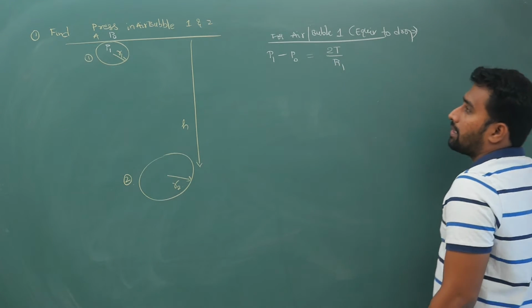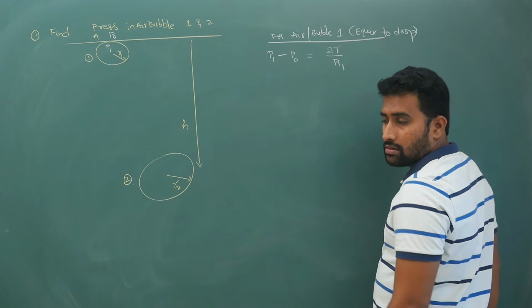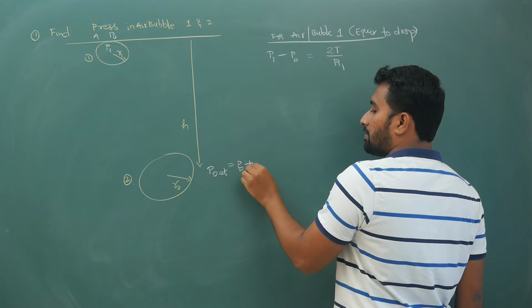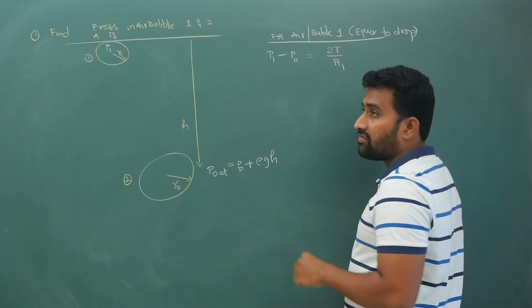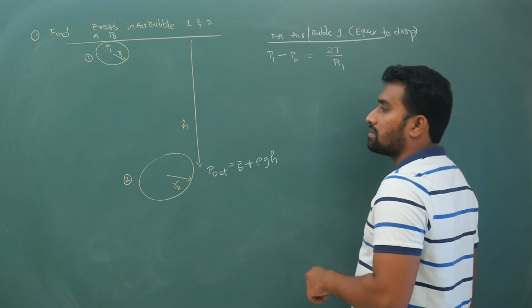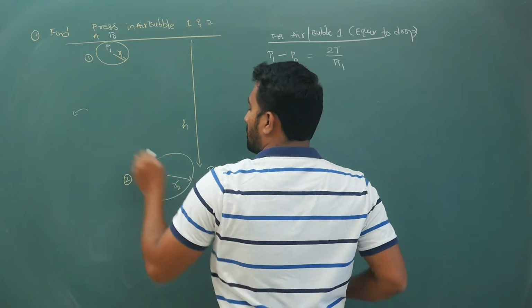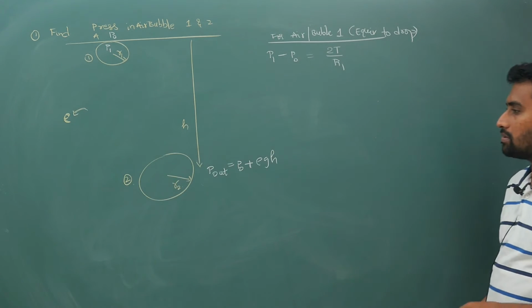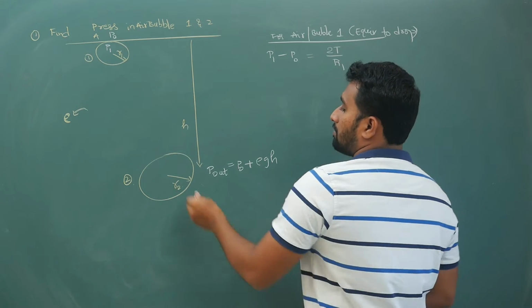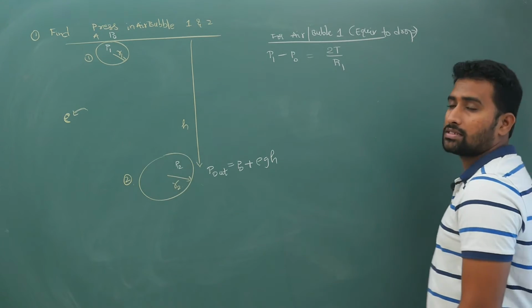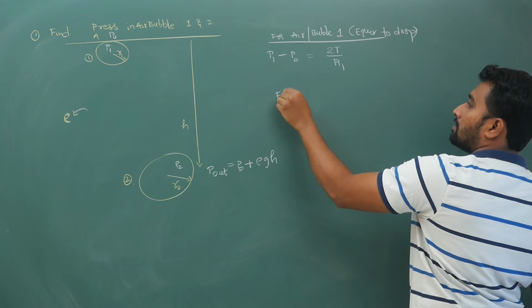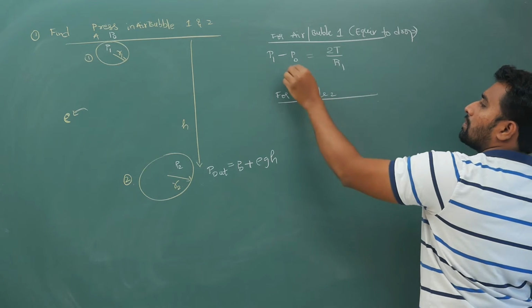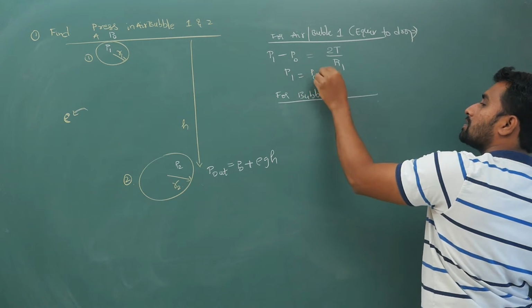Next, for this part, outside pressure P out is equal to atmospheric pressure P0 plus rho g h from fluid mechanics, at depth h, if the density of this liquid is rho. So P0 plus rho g h. The inside pressure, if it is some P2, so what is your answer? For the second bubble, air bubble 2, here the final answer is P0 plus 2T by R1.